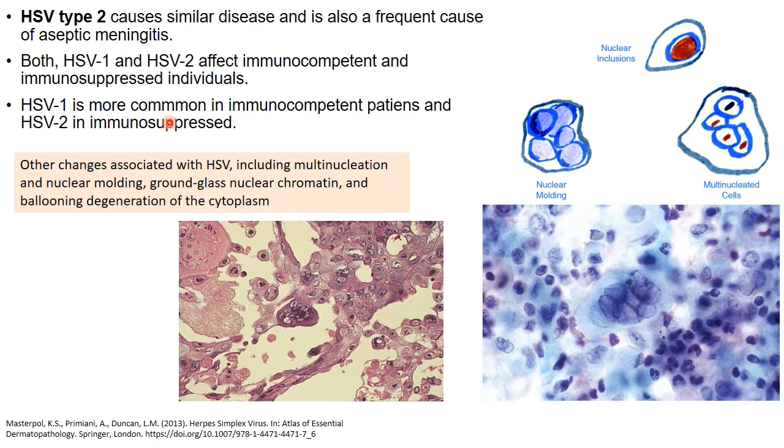Other changes associated with herpes simplex virus include a characteristic multinucleation, as you can make out here, and nuclear balloon degeneration with characteristic ground glass chromatin. As we can also see, there are some nuclear inclusions. This is the histopathological picture, which shows a characteristic multinucleation and nuclear molding appreciated in case of herpes simplex virus, and this is the characteristic Tzanck smear showing a multinucleated giant cell in case of a herpes simplex virus infection.